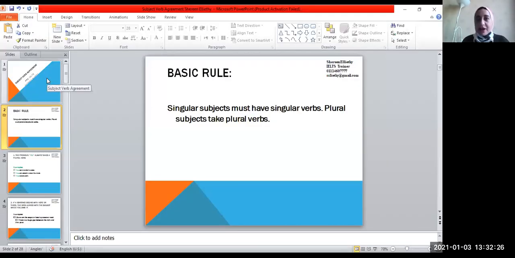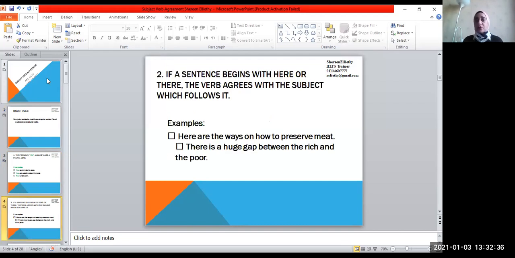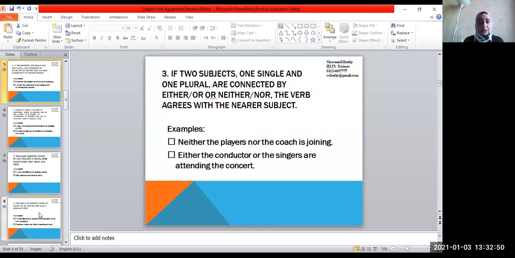Okay, let me revise quickly what we did today. We spoke about the pronoun you, it will always take a plural verb. We also spoke about sentences that start with here or there, and we said that the verbs agree with the subject that follows it. So here are the ways. There is a huge gap. Something else important: two subjects, one singular and one plural, connected with either or, neither nor, the verb agrees with the nearest subject.